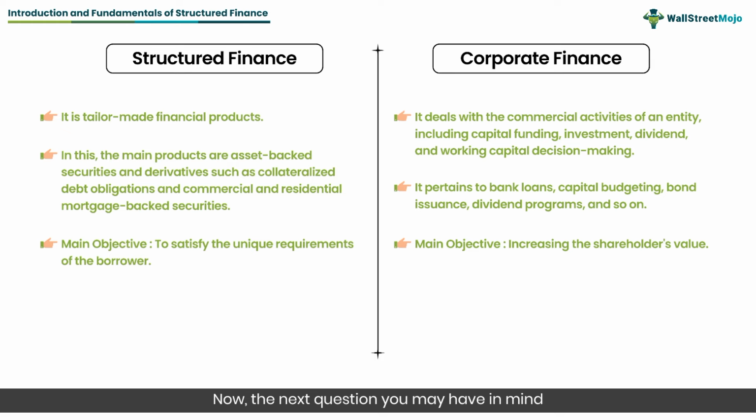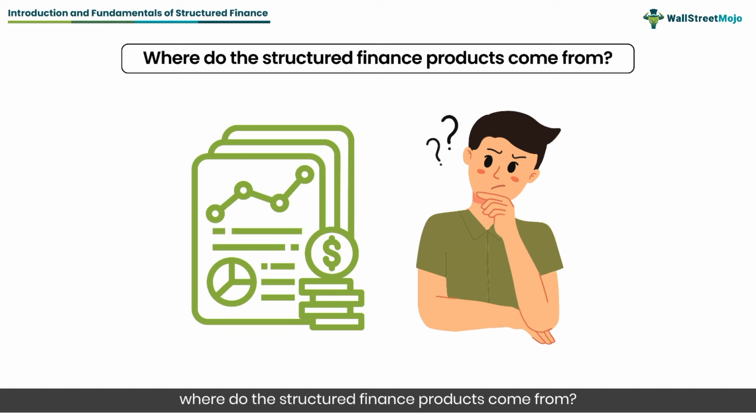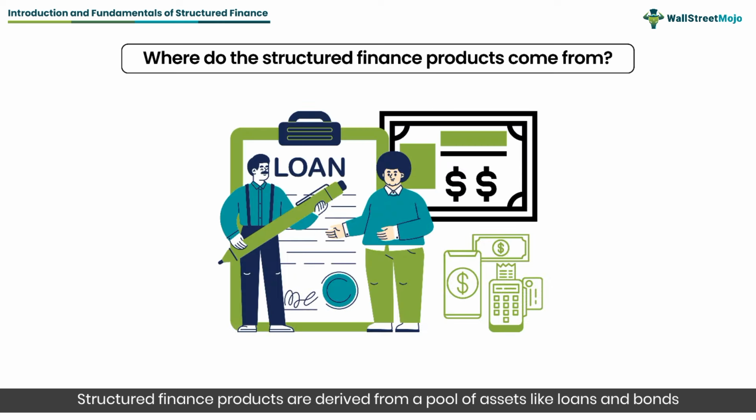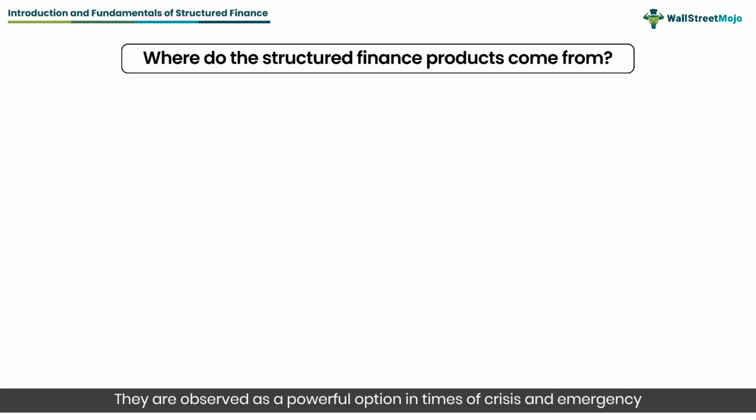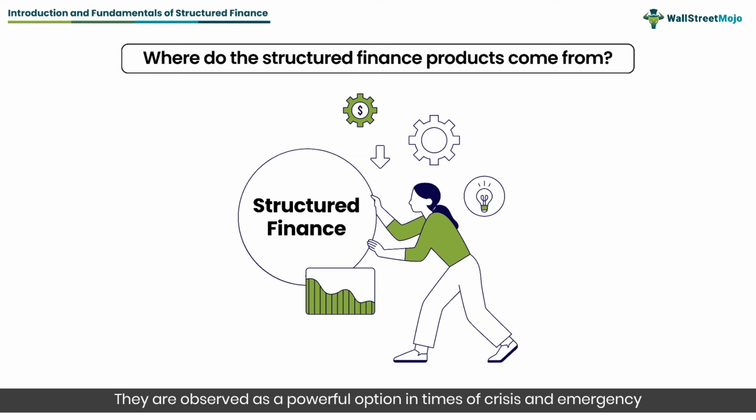Now, the next question you may have in mind is, where do the structured finance products come from? Structured finance products are derived from a pool of assets, like loans and bonds, involving complex transactions servicing substantial financial needs. They are observed as a powerful option in times of crisis and emergency, and for large corporations with significant financial requirements. When a corporation with standard loans fails to cover its financial obligations, such structured finance products come in for their rescue. Still, hey, not all lenders and entities are eligible for it.